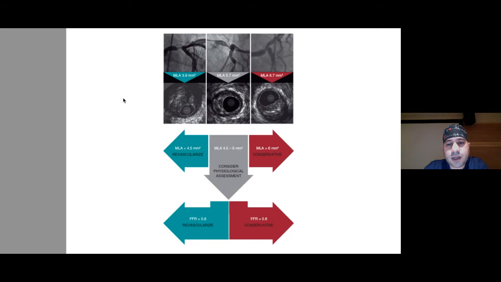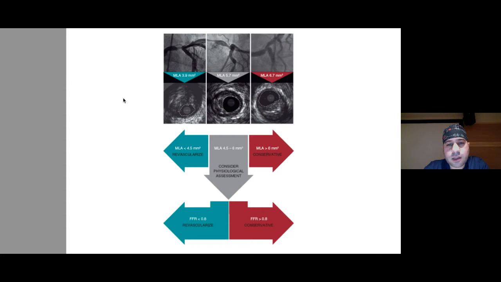Whereas if their MLA is greater than 6, you can defer revascularization and continue with conservative management. Whereas if your MLA is between 4.5 and 6, revascularization should be... if you have an intermediate MLA, then intracoronary physiology should be assessed, and if the FFR is positive, the patient should undergo revascularization, whereas if it's negative, the patient should continue with medical therapy.